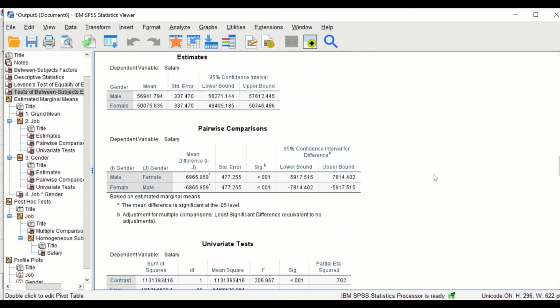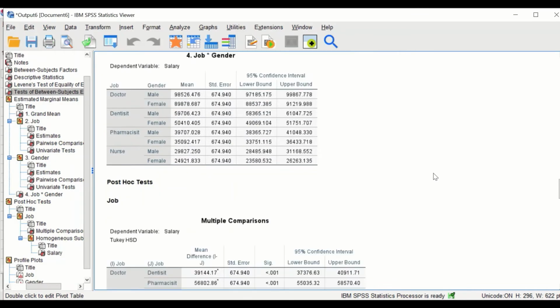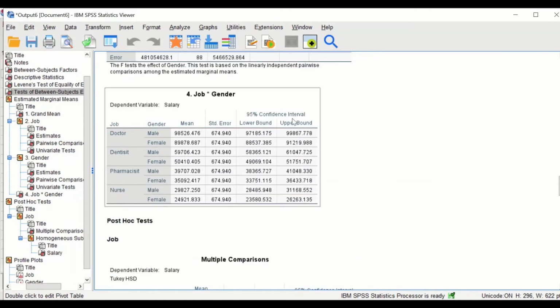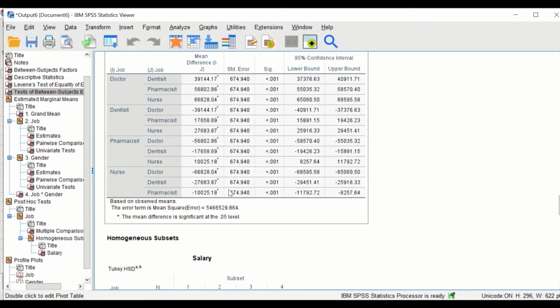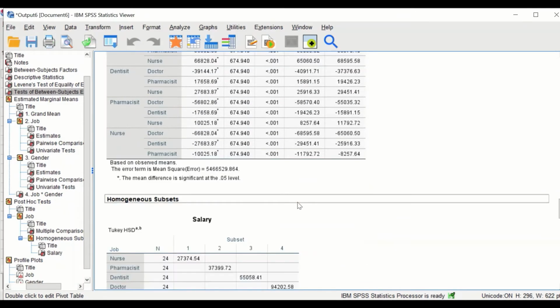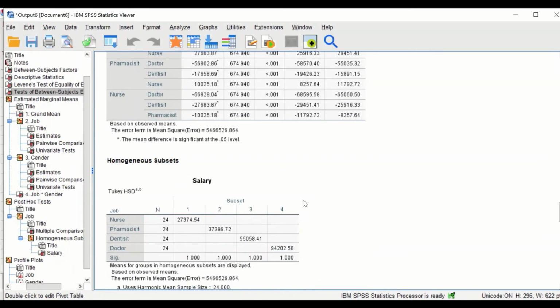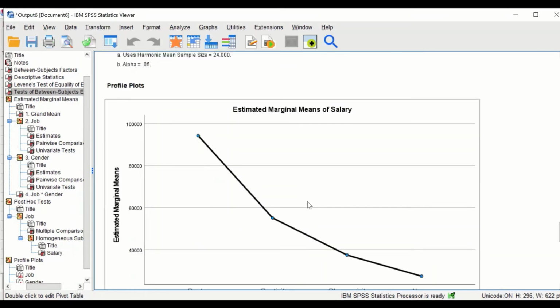If we scroll down, again here it shows the interaction between job and gender, doctors whether male or female, and their mean. Again, it's a repetition of what is in the tables above. The most important one I would like to look at is the plot here.